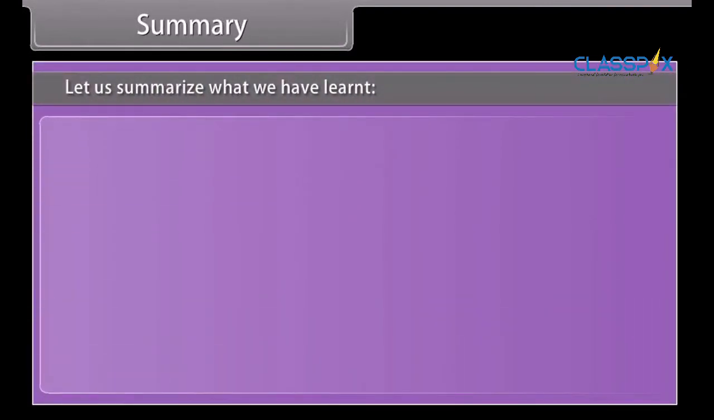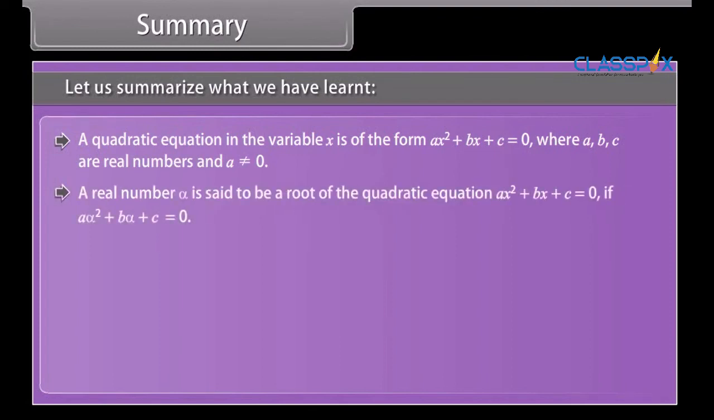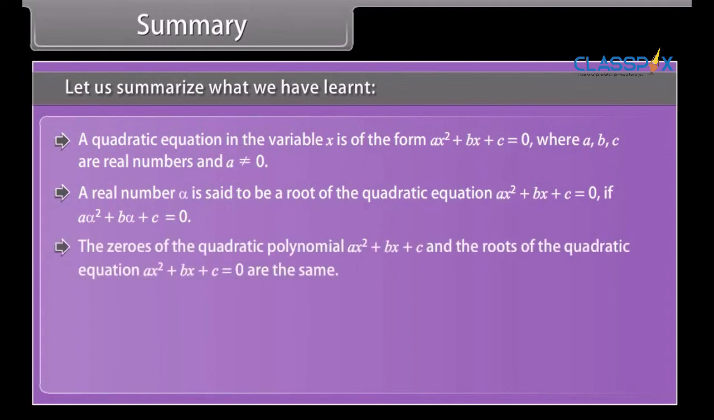Summary. Let us summarize what we have learned. A quadratic equation in the variable x is of the form ax² + bx + c = 0, where a, b, c are real numbers and a is not equal to 0. A real number alpha is said to be a root of the quadratic equation if aα² + bα + c = 0. The zeros of the quadratic polynomial ax² + bx + c and the roots of the quadratic equation ax² + bx + c = 0 are the same.